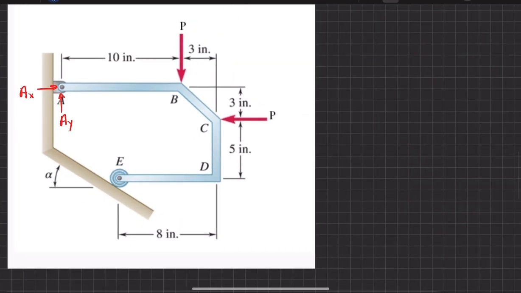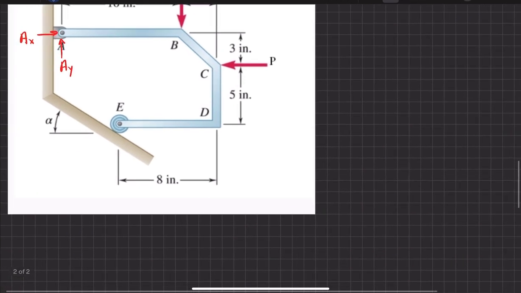At point B, there's no pin, but there is a force of P being applied. The same thing applies at point C. At point D, there's nothing happening there. And at point E, we have a roller that is touching the ground at an inclined angle. So this one, it can move in this direction, which means there will be no reaction force, but it can't go through the ground. So we're just going to apply a normal force, E, or force of E. And that's the whole free body diagram.